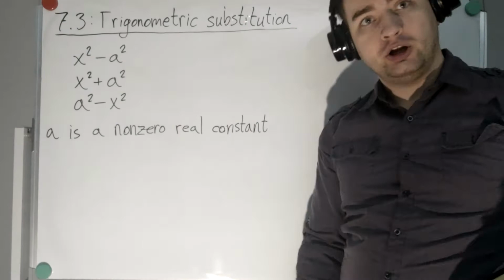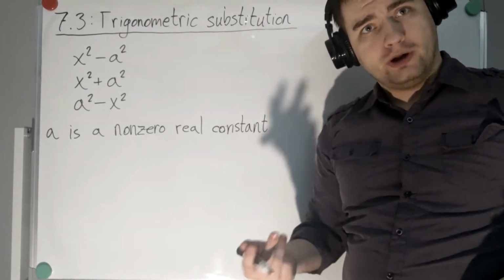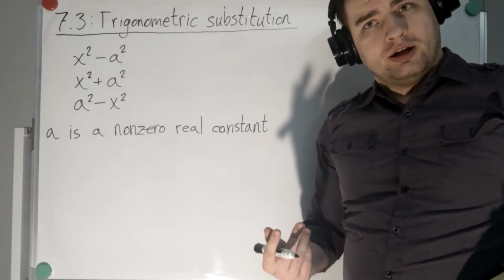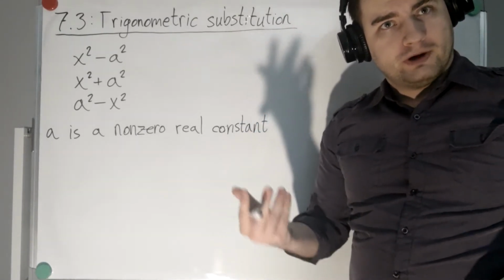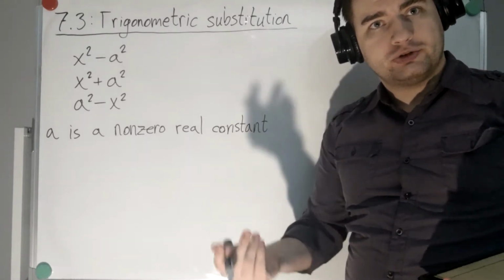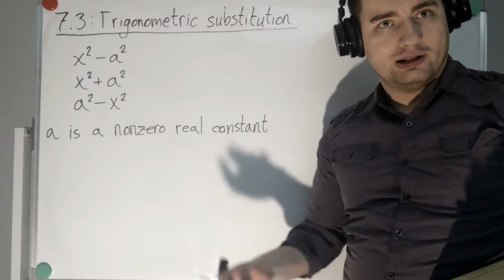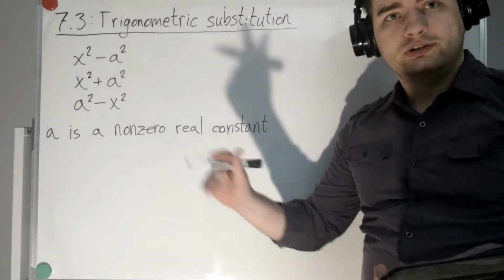The idea is this. We're going to say x is equal to some trigonometric function, and the way that we're going to choose that trigonometric function is going to be rigged so that one of the trigonometric identities will apply, and then that will make the integral simpler. Okay? So here's how it works.